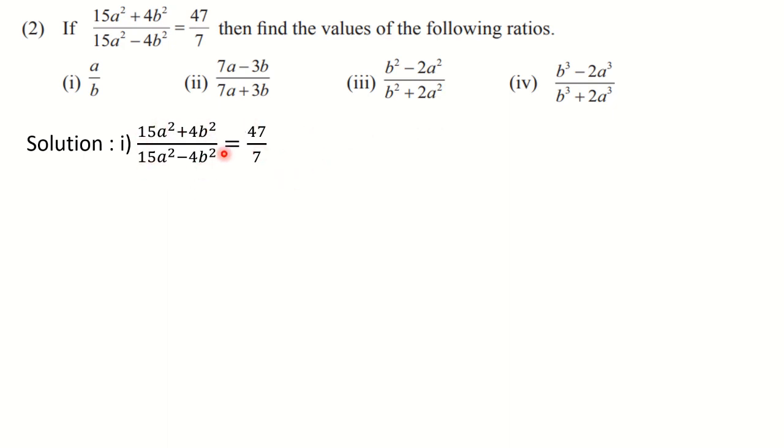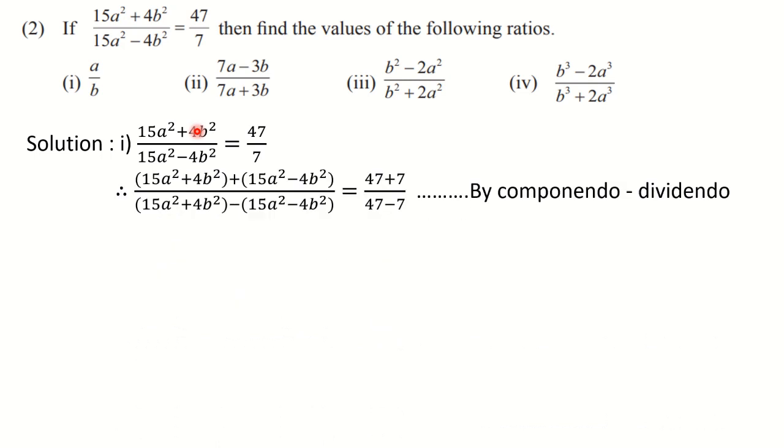Once again, I told you previously that whenever you want to cancel certain terms, you have to go for componendo dividendo only. So let us go for componendo dividendo. That means adding denominator to the numerator and subtracting denominator from the numerator, respectively. So as a first term, in both places you will write down the numerator. Write it in the bracket.